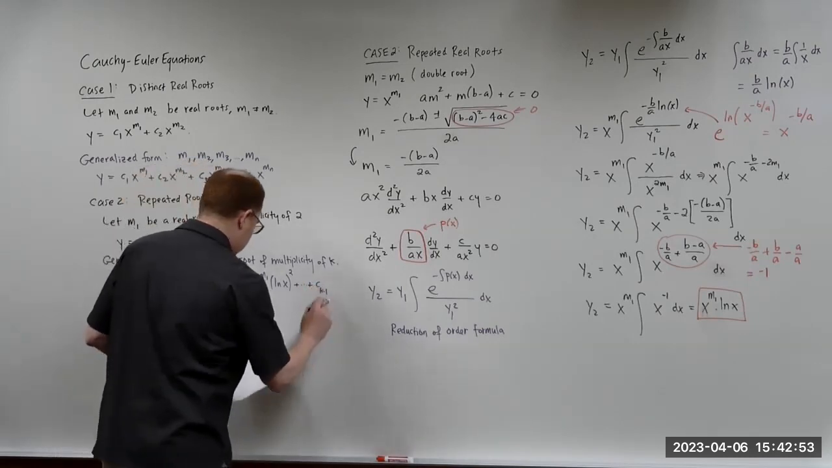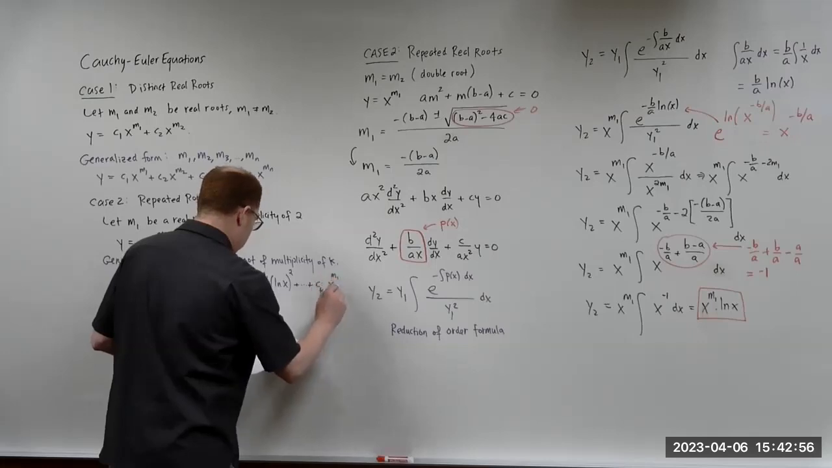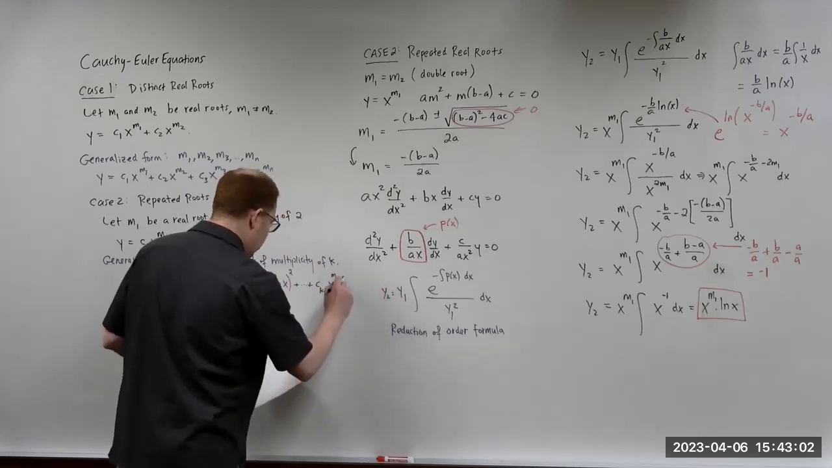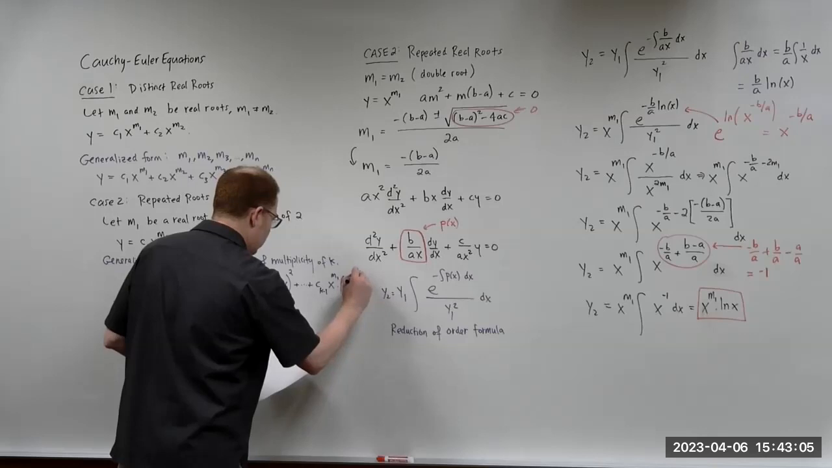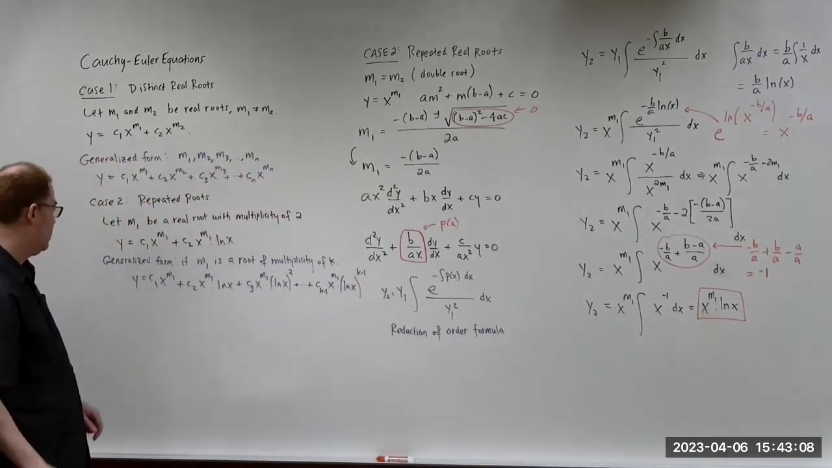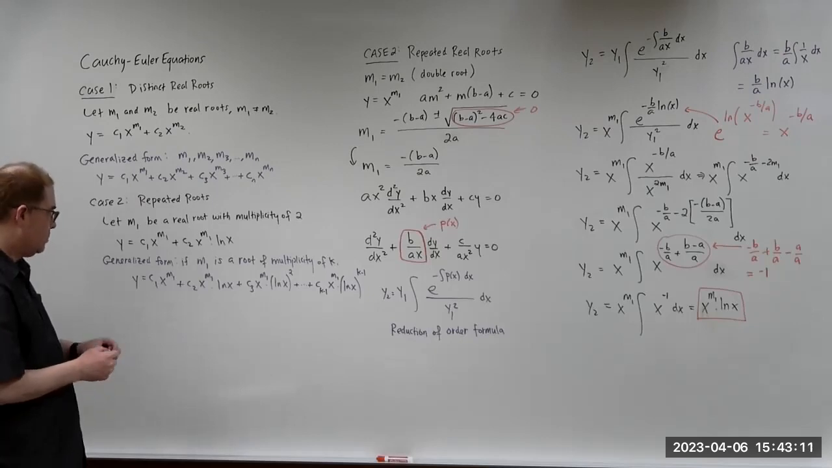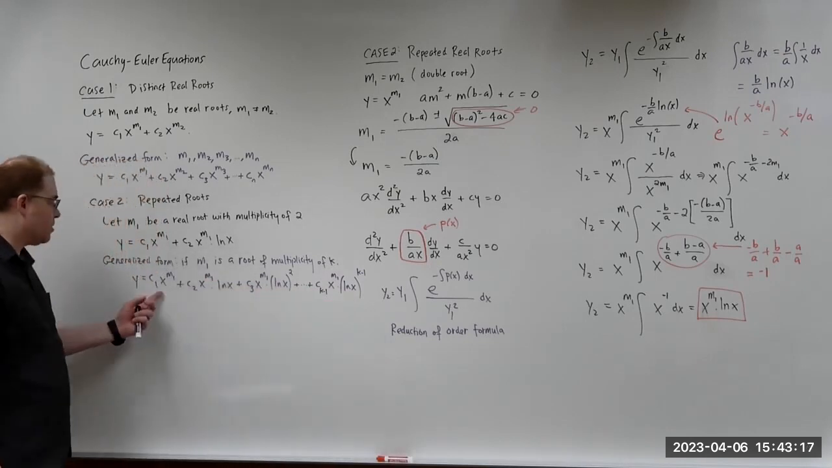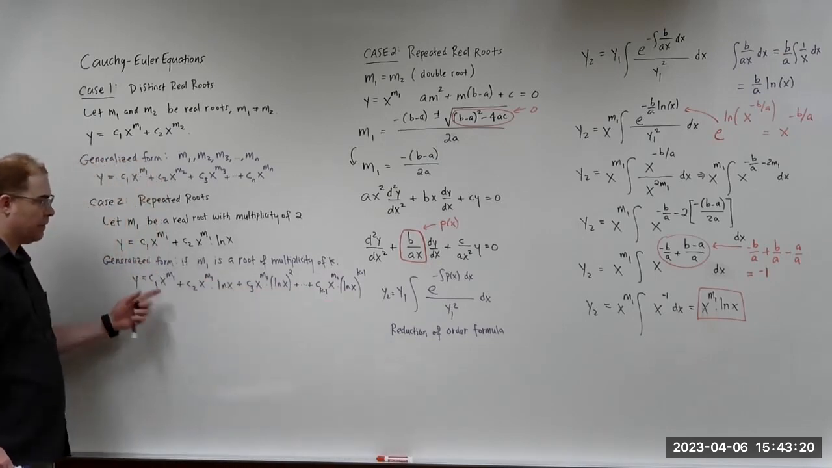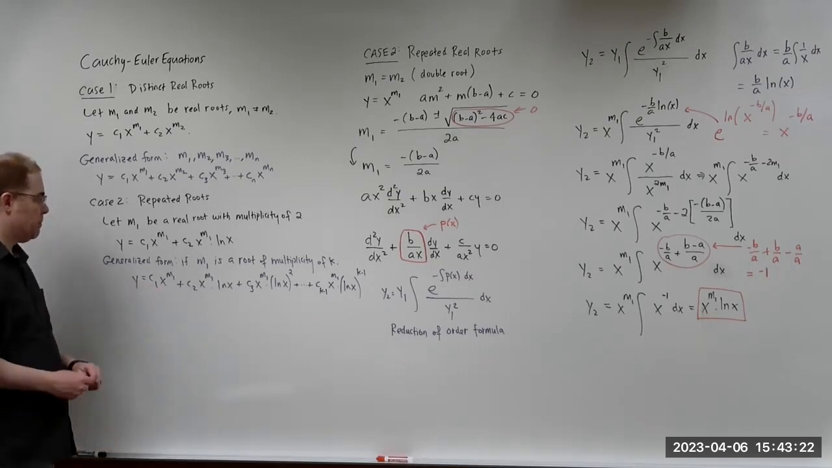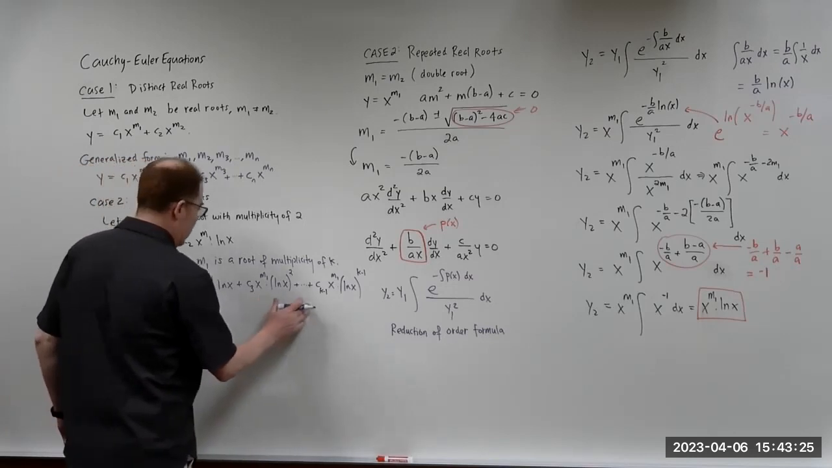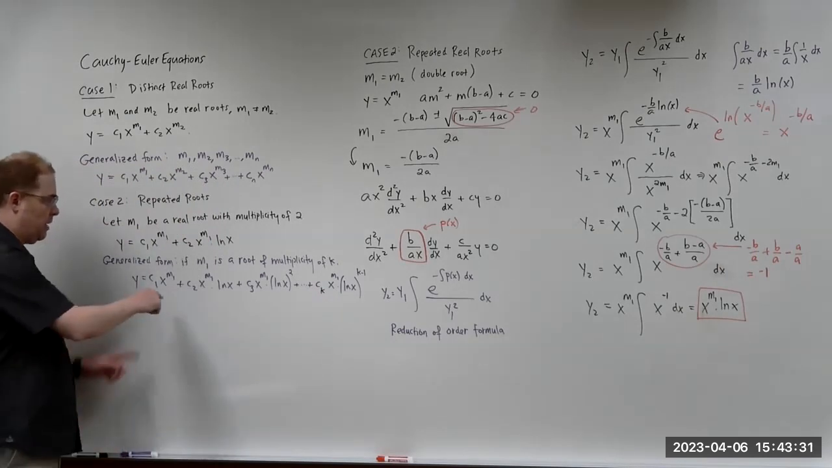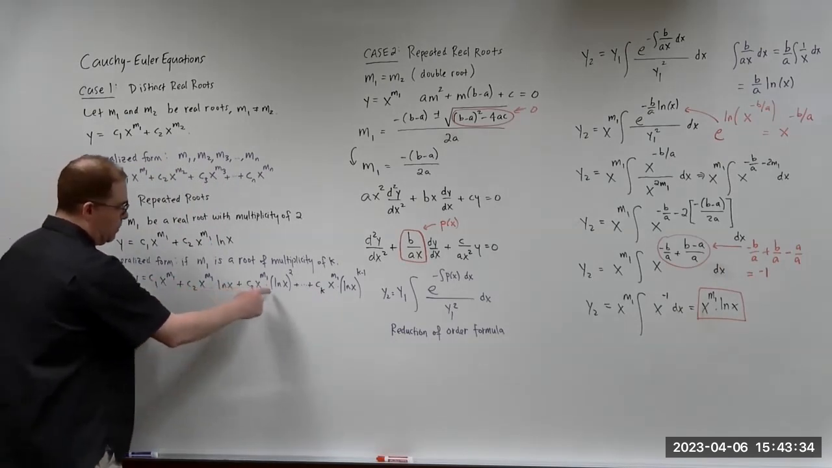This will be c_{k-1}. Okay, the reason it stops at k minus 1 is because the first term doesn't have a natural log x in it. And actually this would be k then. So the bottom line is that you just keep multiplying by a natural log x.